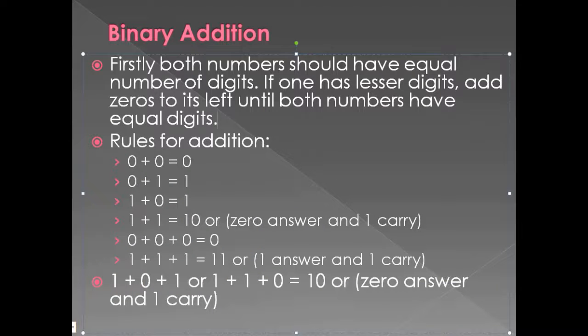Rules for addition: 0 plus 0 is 0, 0 plus 1 is 1, 1 plus 0 is 1, 1 plus 1 is 10, or 0 is the answer and 1 is carried forward. 0 plus 0 plus 0 is 0, 1 plus 1 plus 1 is 11, or 1 is the answer and 1 is carry. 1 plus 0 plus 1, or 1 plus 1 plus 0 equals 10, or 0 answer and 1 carry. You have to remember these rules.